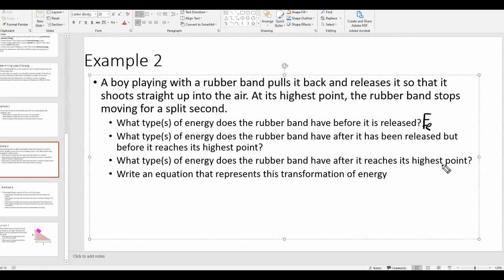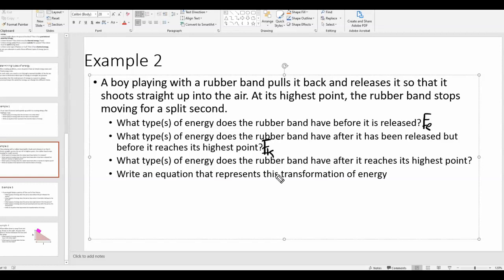What type or types of energy does a rubber band have after it has been released, but before it reaches its highest point? Again, you run through your mental checklist. Is the rubber band moving at this point? Well, it's already been shot up into the air. It hasn't reached its highest point, so that means yes, it is moving.